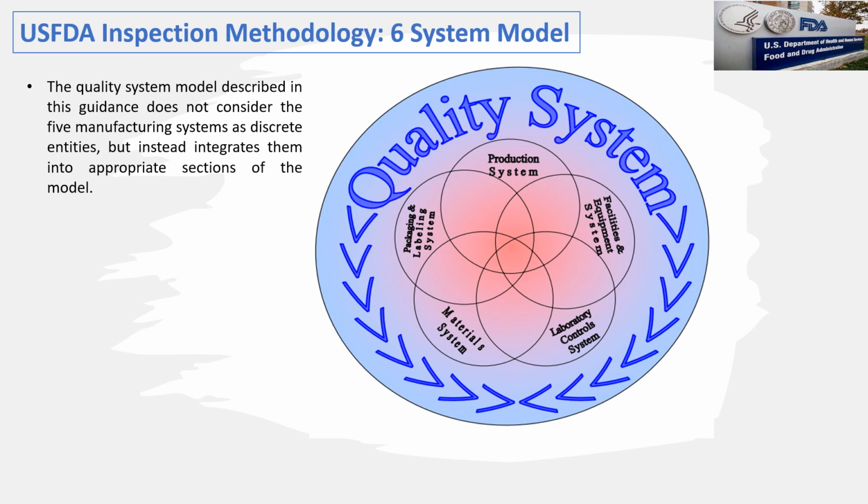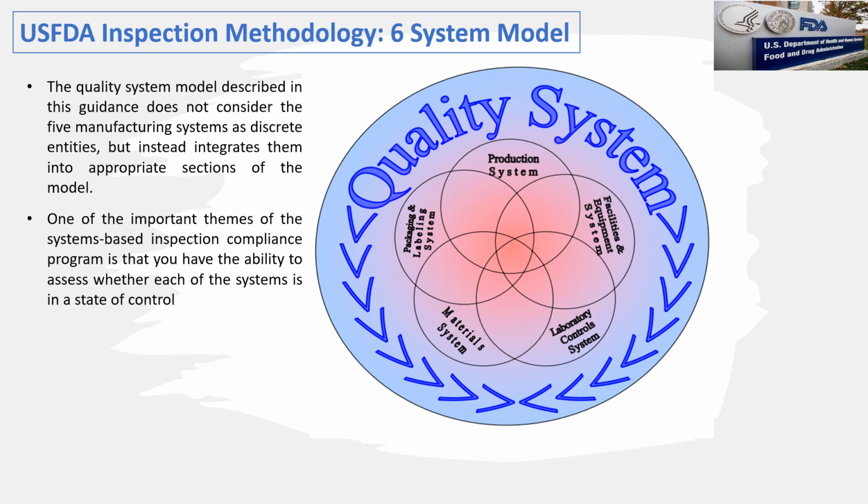The quality system model described does not consider the five manufacturing systems as different entities, but instead integrates them into one quality system model. One of the important themes of the system-based inspection compliance program is that you have the ability to assess whether each of the systems is in a state of control. The intermixing of the systems under one quality system will ensure that everything operational in the firm is in a state of control, which is ensured by the investigators through sampling during the inspection.